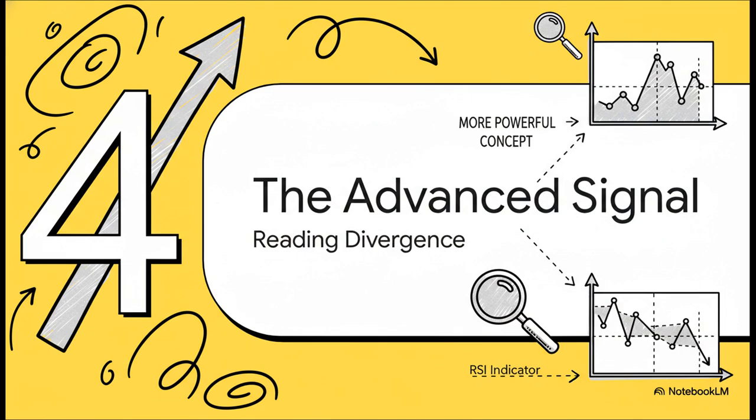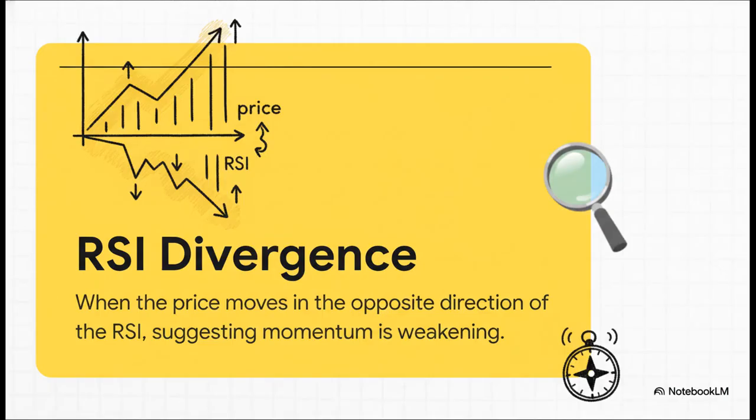All right, you've got the basics down. Now, let's level up and talk about a more advanced and, frankly, a much more powerful idea: RSI divergence. This is where we learn to read between the lines on the chart. So, divergence is basically when the price and the RSI start telling you two completely different stories.